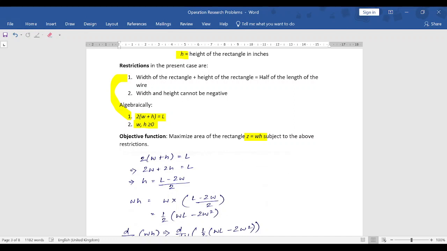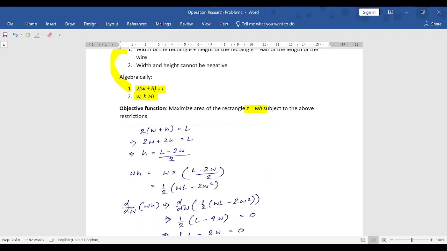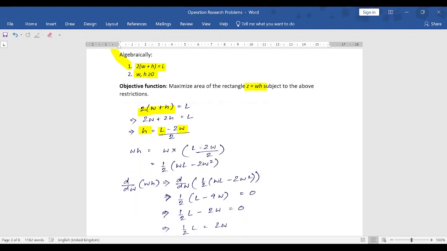Now using substitution, we say that 2W plus 2H is equal to L, and H is equal to (L minus 2W) by 2. So we are taking H in terms of L and W. Now we compute the area. I will replace H with this expression in the area. So W into (L minus 2W) by 2, which is half into (WL minus 2W squared).